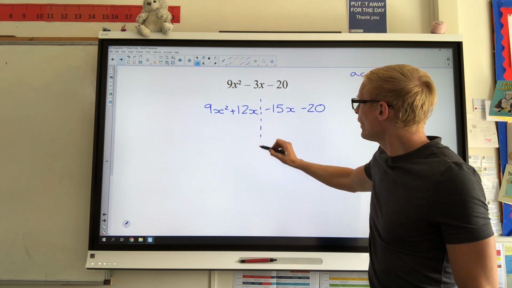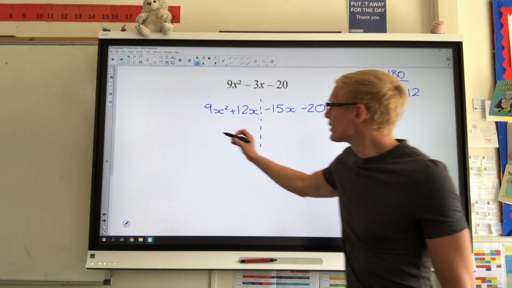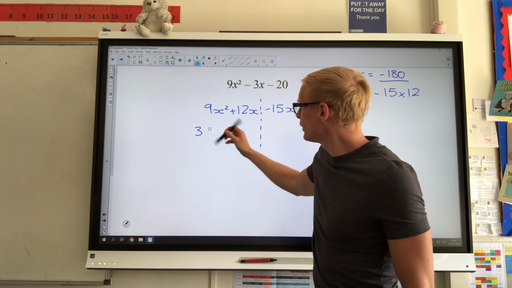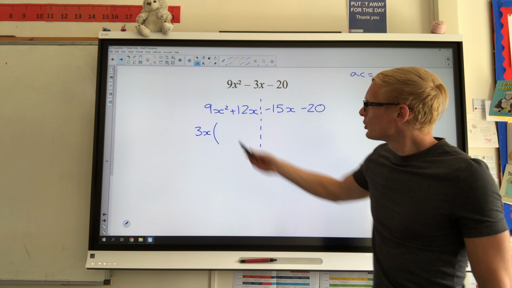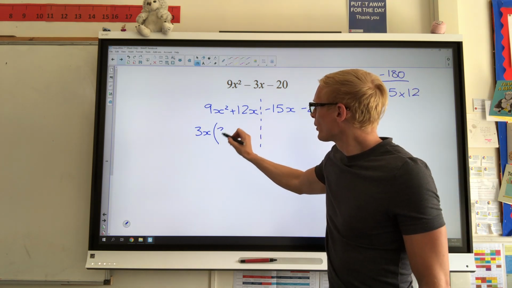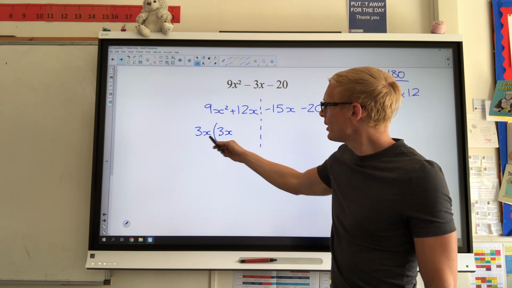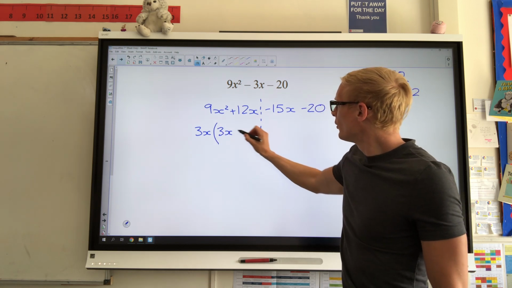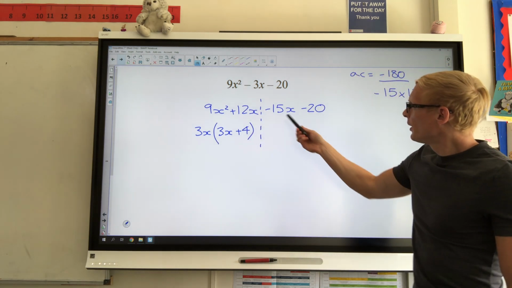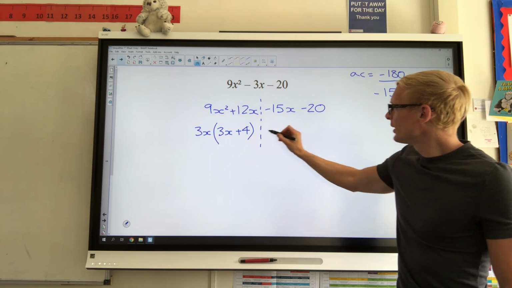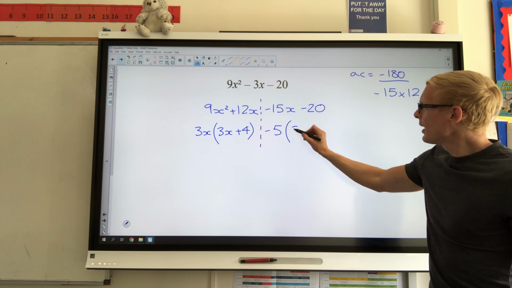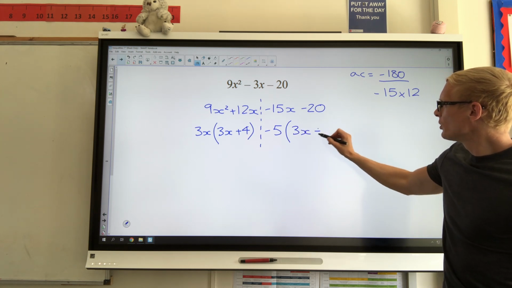We're looking to split that. What's common here is 3, bracket 3, I need to put an x on the outside as well, sorry. So 3x there first of all. So 3 common in the 9 and the 12, x common in the x squared and x. Then I've got 3x there, 3 times 3 is the 9, x times x, x squared. And then 4 here, because 3x times 4 is 12x. Then in this particular expression, I'm looking to take out 5, or negative 5 rather. And I'm left with 3x here, and then positive 4.